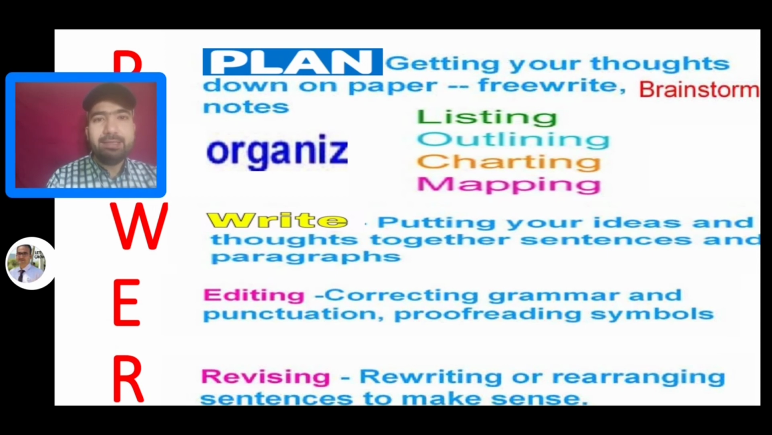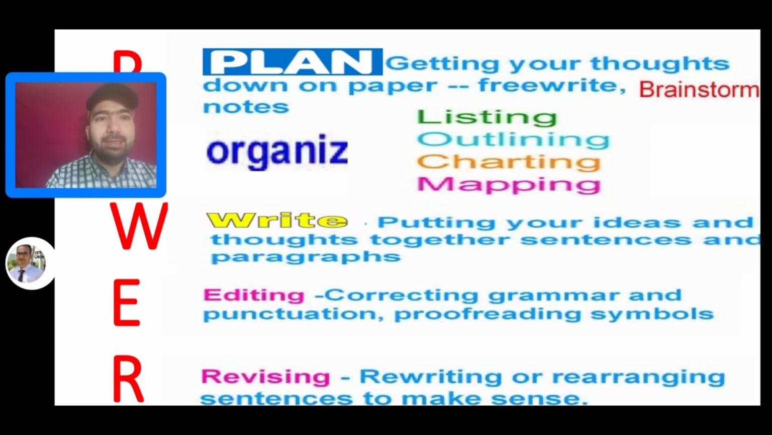In the organizing step, you have to go through some sort of techniques, for example, listing, outlining, charting, mapping. So these are what? These are the tools used for organizing your write-up. Whether it is an essay or a letter, whatever write-up you are going to write, this is what you are going to do. Write. The third is write.